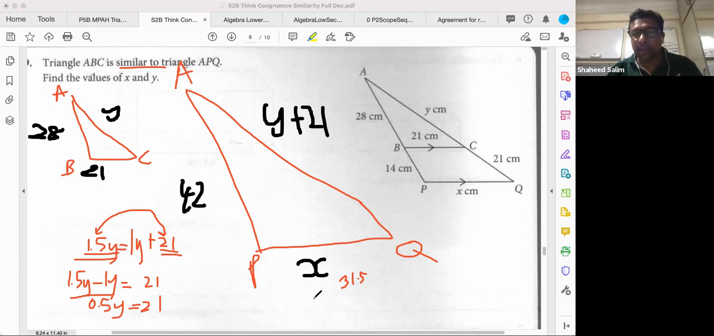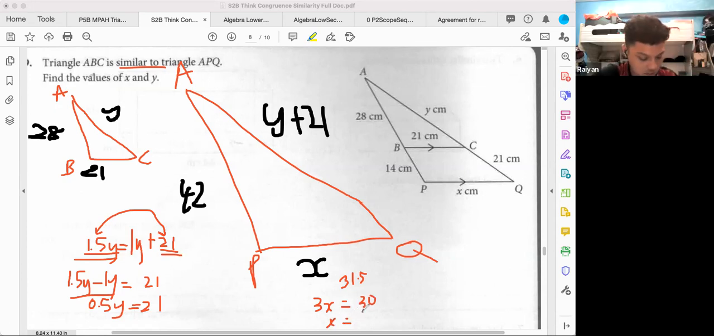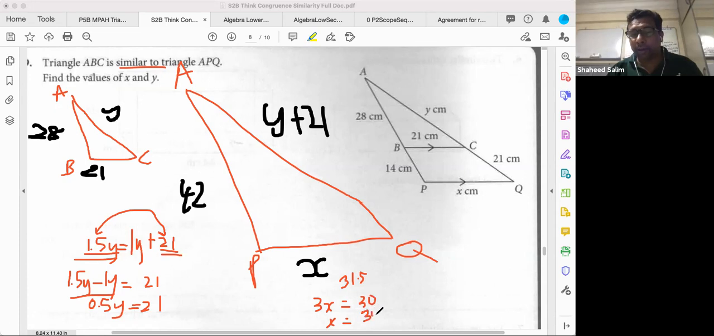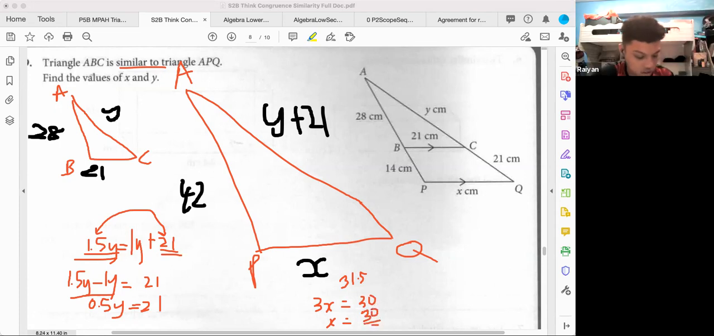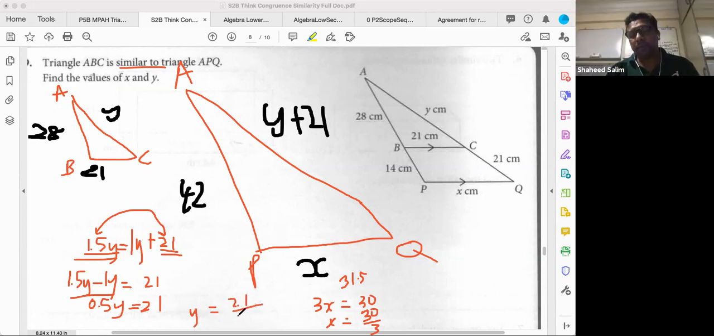So you ask yourself, let's say 3x equals to 30. How do you find x? x equals to 10. You take 30 divided by 3, right? Yeah, so you do the same thing. 42. Yes, that's the answer.